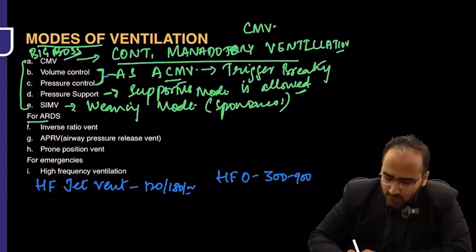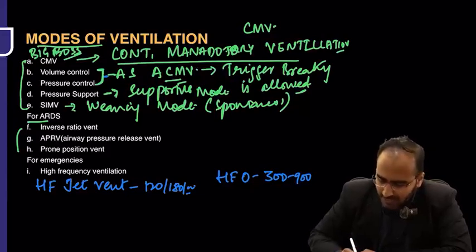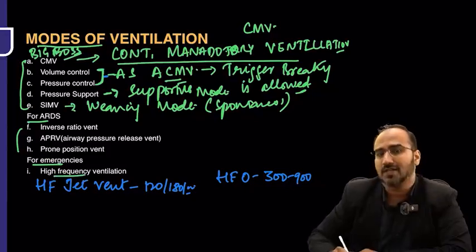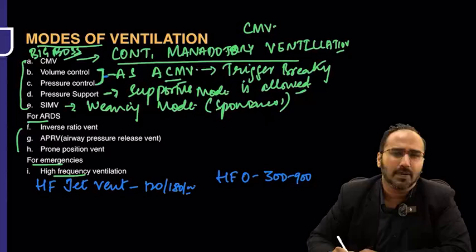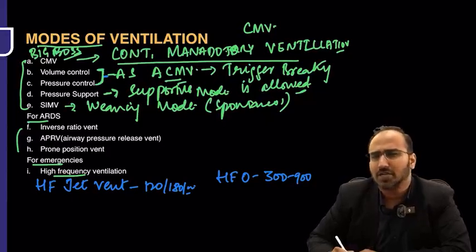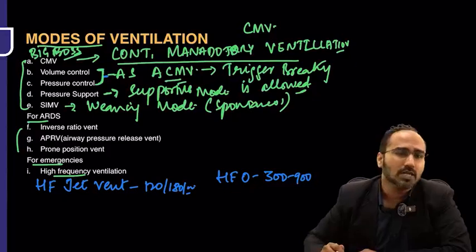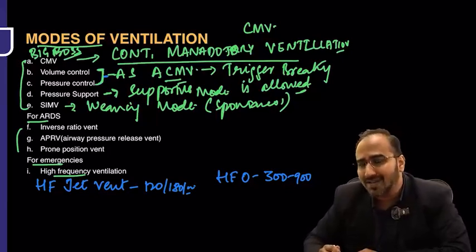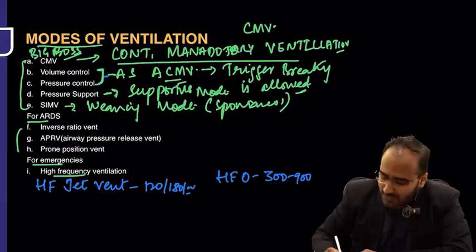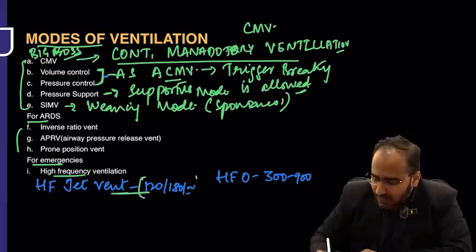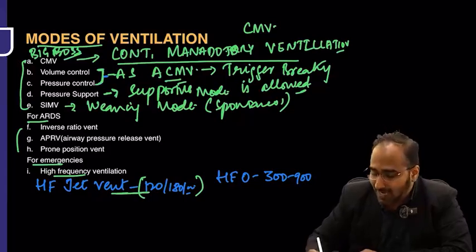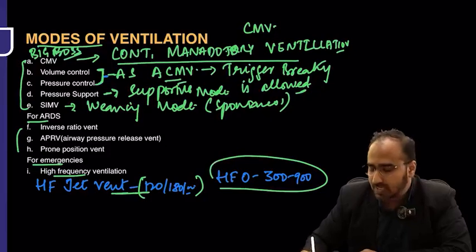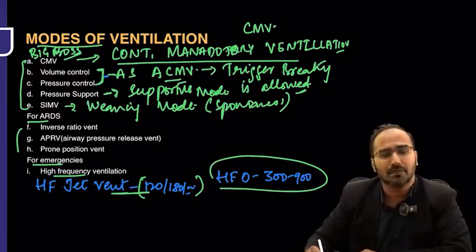For ARDS patient, we go for inverse ratio ventilation, prone position ventilation, and airway pressure release ventilation. In emergency scenarios, we use high frequency ventilation. High frequency means what? Such as you have done an emergency tracheostomy. The patient was desaturating, you were not able to ventilate, you are not able to intubate. In that scenario, you go for tracheostomy. There you need to go for high frequency ventilation, which is further divided into high frequency oscillatory and high frequency jet ventilation. In high frequency jet ventilation, the rate is very high guys, 120 to 80 breaths per minute. Whereas in high frequency oscillatory, the rate is even higher, 300 to 900 per minute.